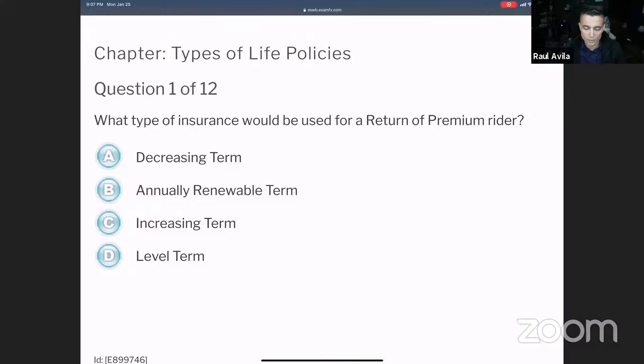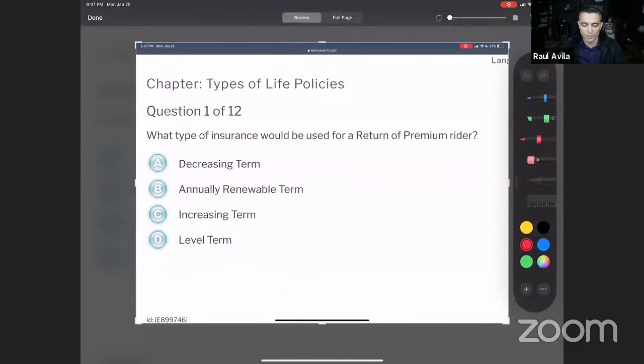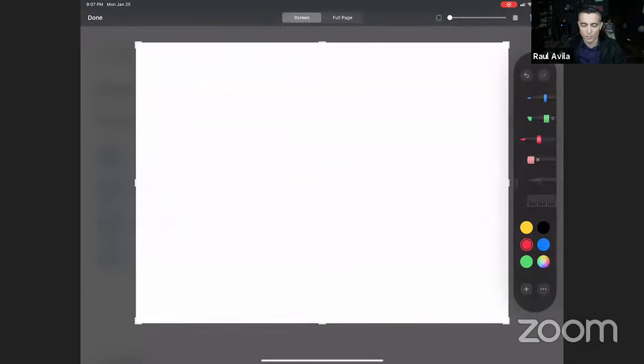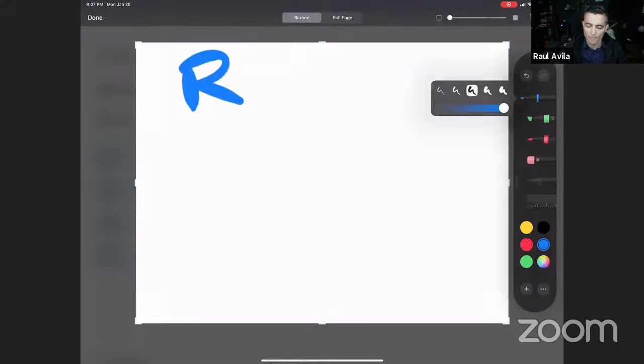So what type of insurance would be used for return of premium term? Okay, so let's talk about this. Let's screenshot it and let's get the ball rolling. Okay, so here we go. Zoom in, here we go.